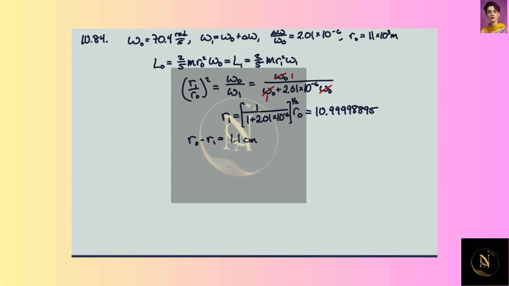It would probably be better to just say what is the ratio delta R over R naught, and that would be R1 over R naught minus 1. So we could just look for this guy here, and from this ratio, again, that's going to be a very small percentage, just because delta omega was a very small percentage of omega naught.